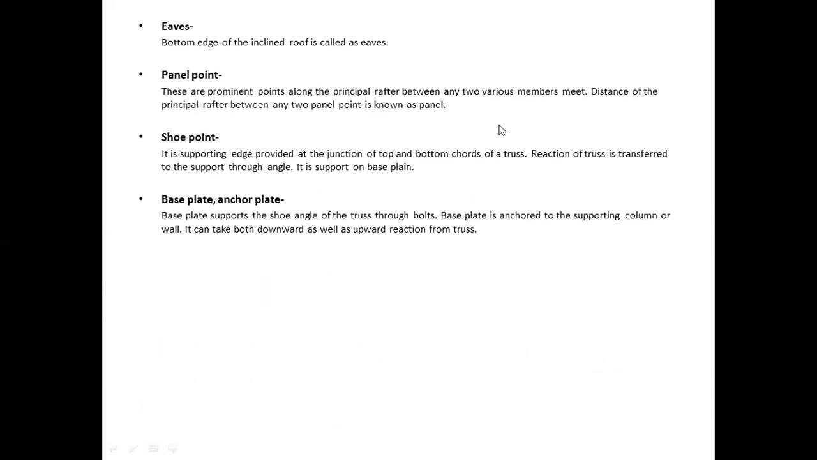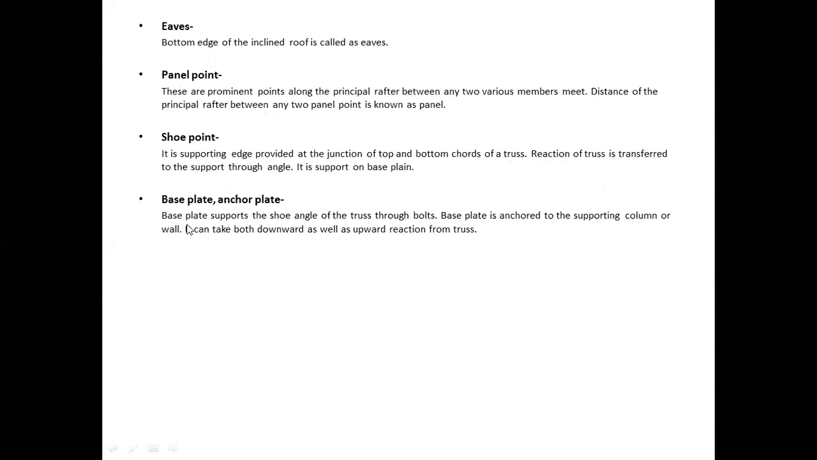Panel point. These are the prominent points along the principal rafter where the various members meet. Panel length is the distance of the principal rafter between any two panel points. So panel points are the points making the panels. Okay. Shoe point. It is the supporting edge provided at the junction of top and bottom chords of the truss. The reaction of the truss is transferred to the support through an angle and it is supported on a base plate. So this is the shoe point, at the top and bottom chords of the truss.